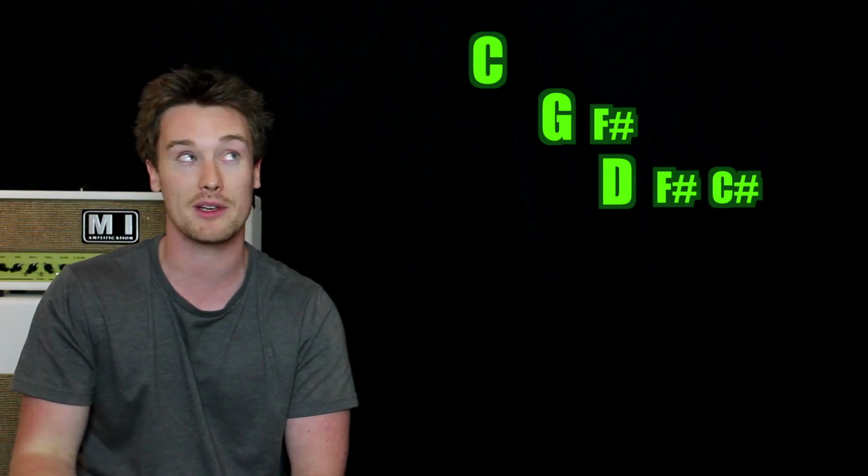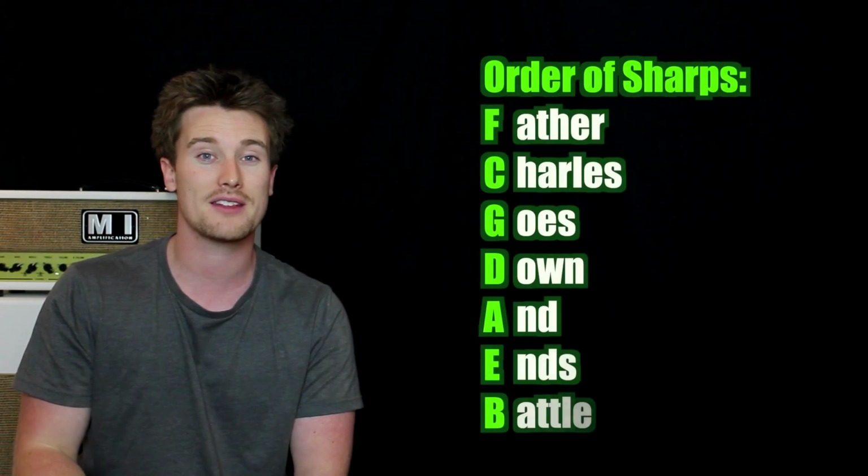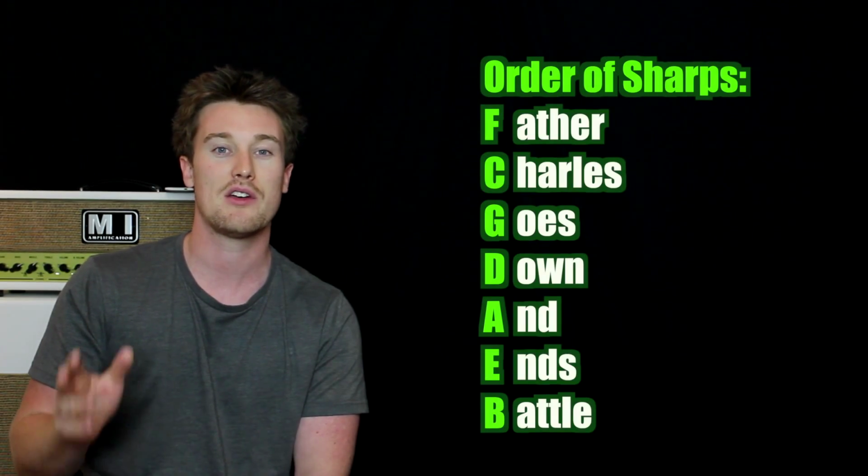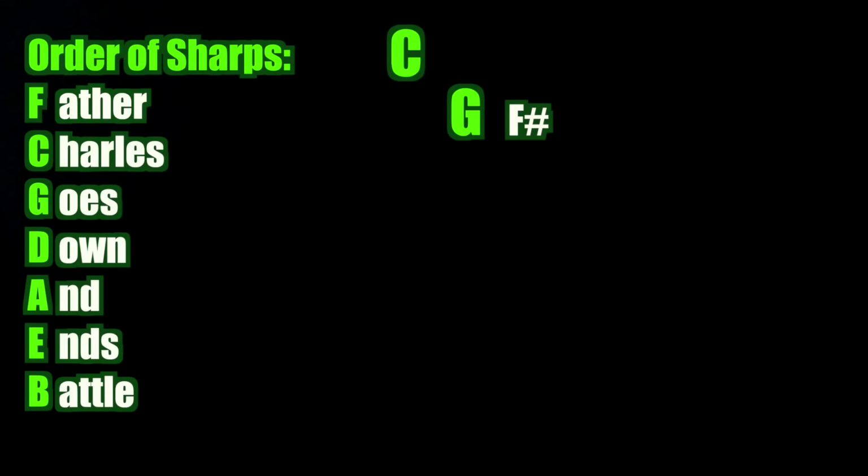Now, you're probably thinking to yourself, how am I going to remember all these sharps and flats? It's actually quite easy. Just remember this: Father Charles goes down and ends battle. That's it. Father, meaning if we go back to the wheel, F for father. What that means is the first sharp key signature has an F sharp in it. Father Charles. Next down, we've got D, and the two sharps: Charles, there's a C sharp, and the first sharp is in there too. So Father Charles, there's two, F sharp and C sharp.